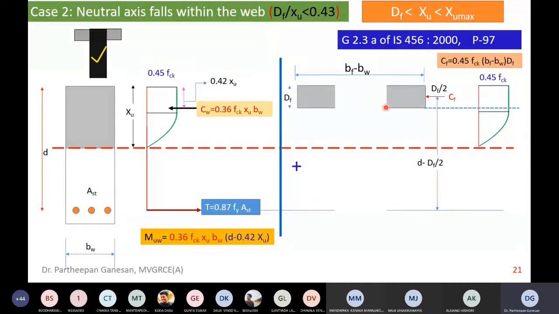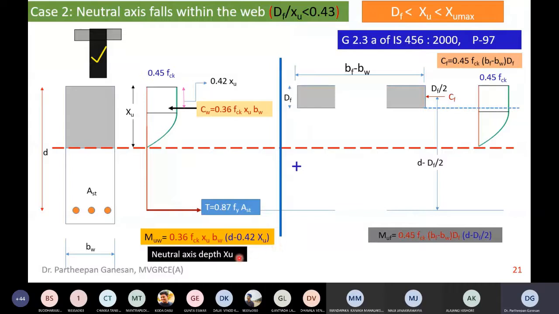Therefore, the moment that can be taken by the flange alone will be the moment Muf, I am writing. Clear attention. This compressive force CF, 0.45 fck (bf minus bw) into Df, is the total compressive force taken by the flange, into the lever arm D minus Df by 2. So if we add these together and want to find the neutral axis depth first, how many compressive forces do I have? I have Cw and I have Cf. These are the compressive forces, and the tensile force is only 0.87 fy Ast.